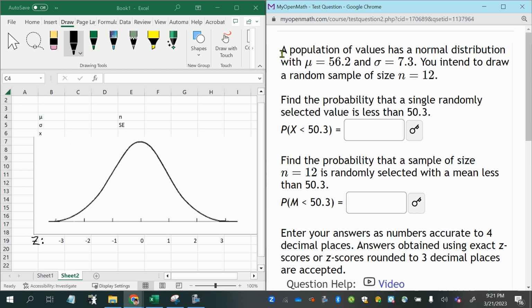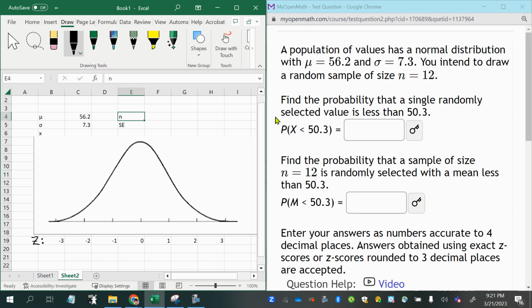So it starts out by telling us we have a population of values that's normally distributed, and the population mean mu is given as 56.2. I'm going to go ahead and put that into my spreadsheet that I've prepared already. The population standard deviation sigma is given as 7.3.